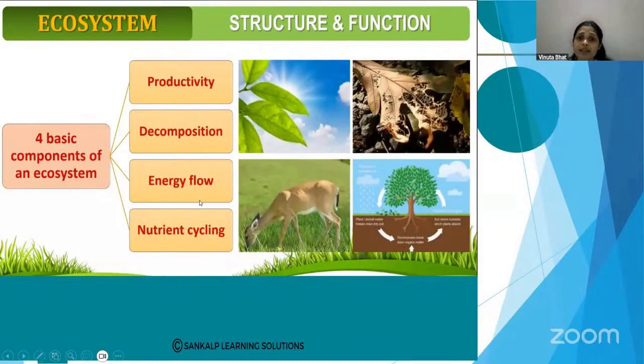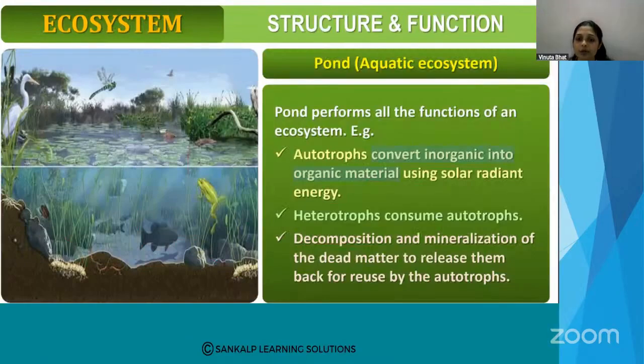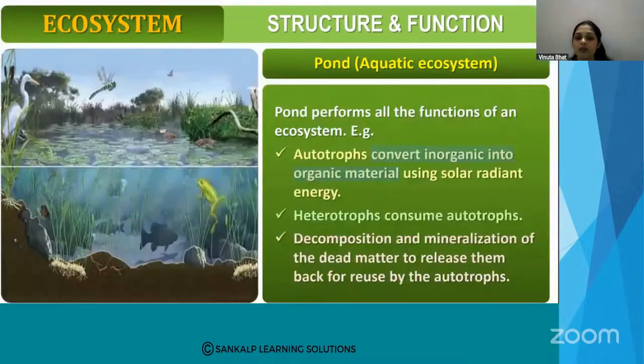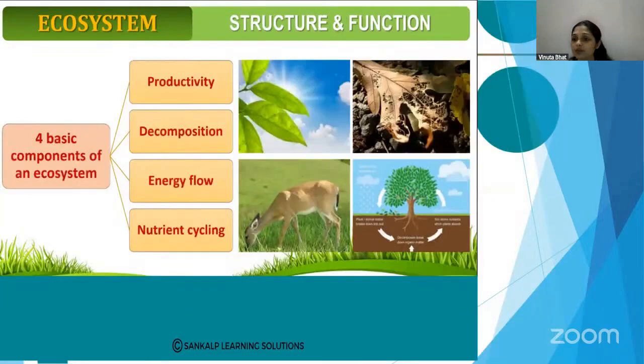So if you see the ecosystem, mainly four basic components you can observe. Already you have seen the pond ecosystem, right? In the pond ecosystem, abiotic components and climatic condition, autotrophic components, consumers, decomposers, all these things we have observed. If you see any ecosystem, desert ecosystem or grassland ecosystem, mainly you can observe the four basic components.